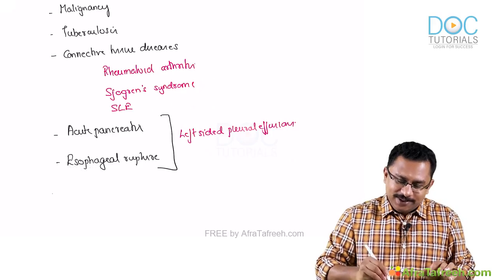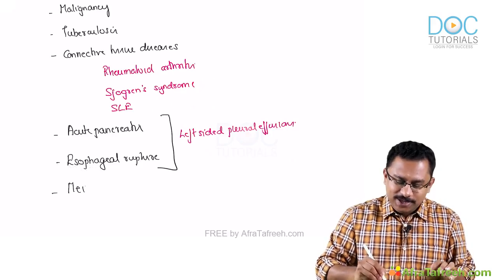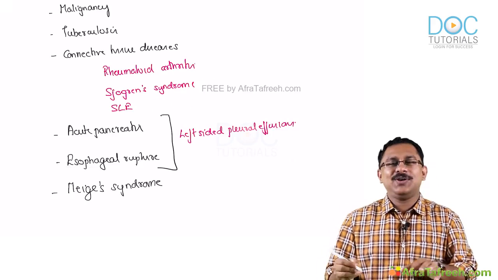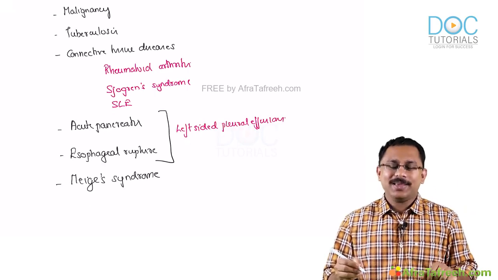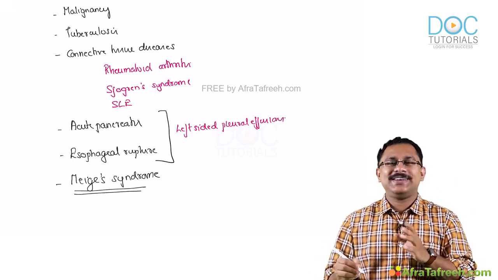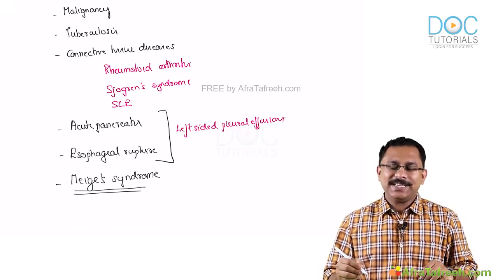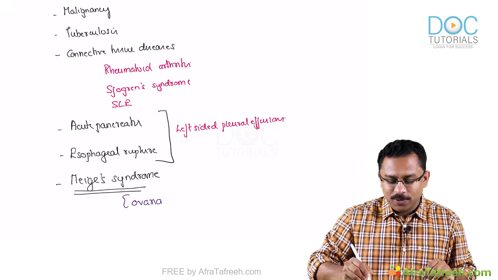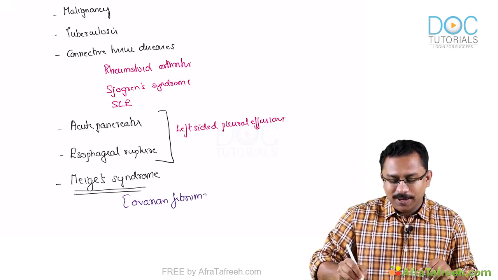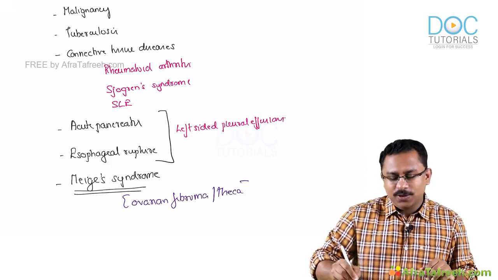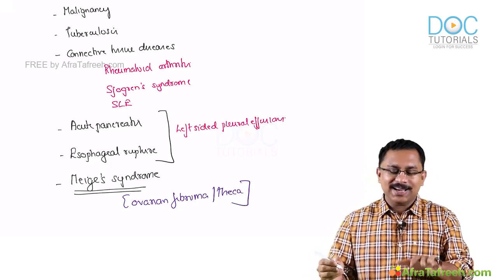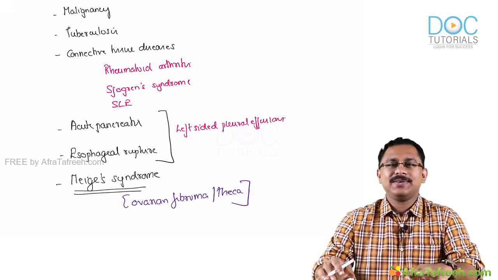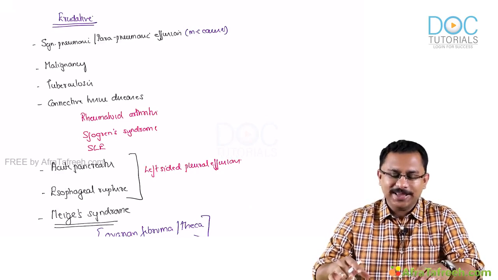Yes, you can also have exudative effusion associated with Meigs syndrome. I am sure you would have learned in your OBG lessons that Meigs syndrome means an effusion that occurs in association with an ovarian fibroma or thecoma, that is, in association with ovarian tumors. So these are the causes of exudative effusion. Now, just to say a few points on each of them.